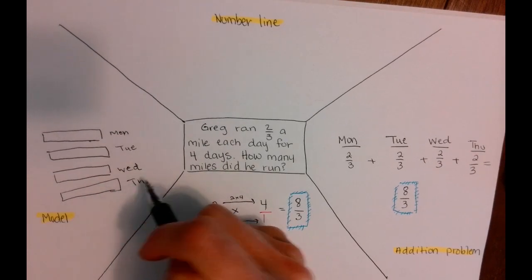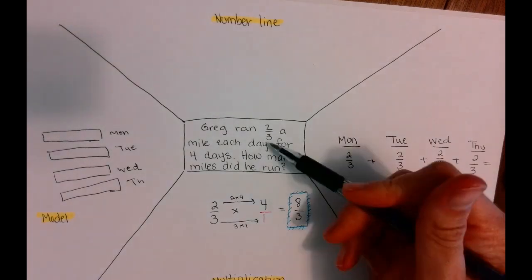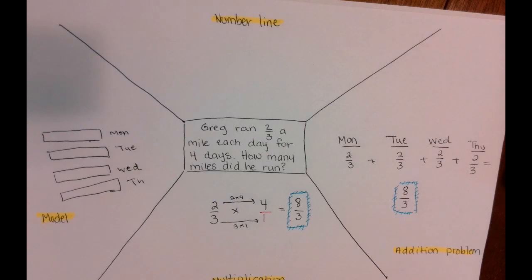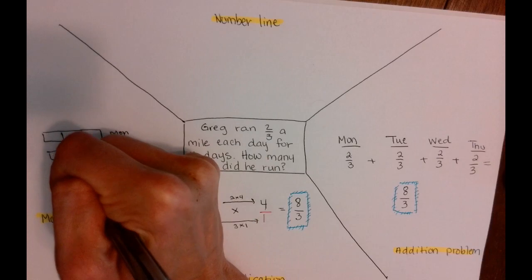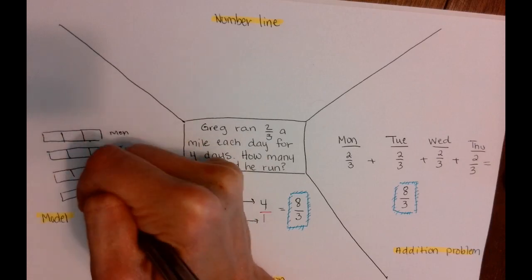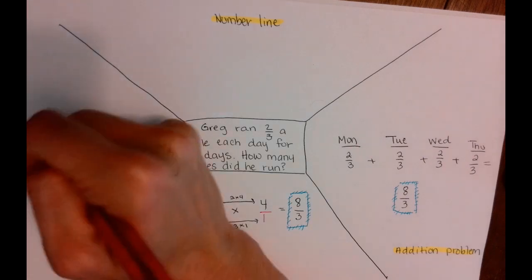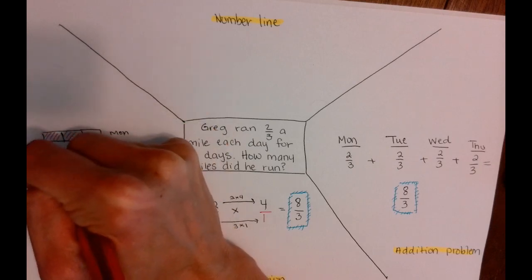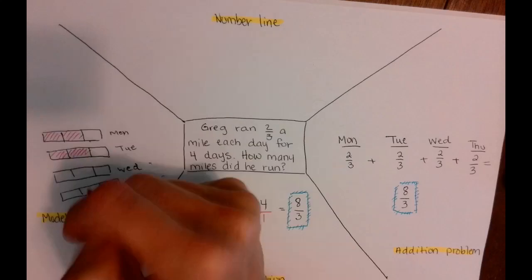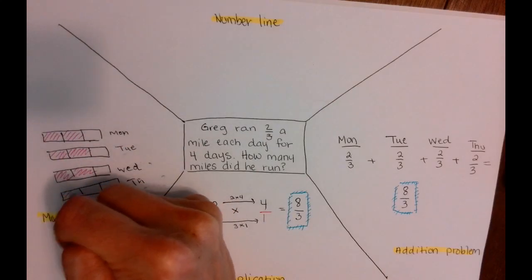I'm going to divide each of these models into thirds. I know that because that is the denominator in my fraction. So that's what I'm going to do first. Just divide each day into thirds. And then I'm going to shade in 2/3, the amount he ran for each day. So there's 1, 2 for Monday, and 2/3 for Tuesday, 2/3 for Wednesday, and 2/3 for Thursday.